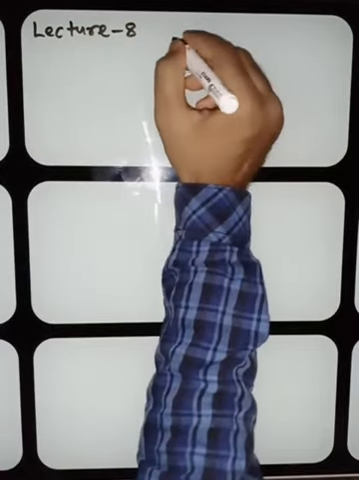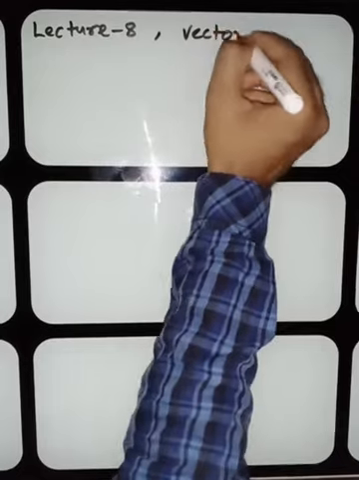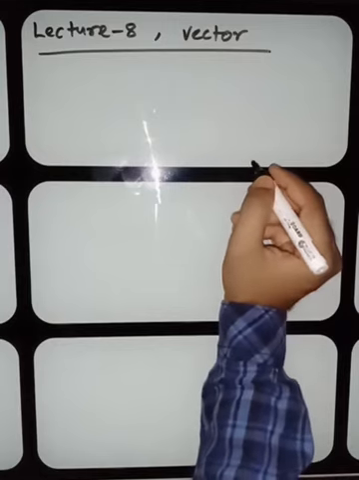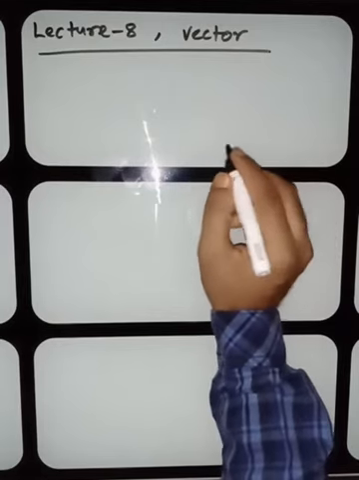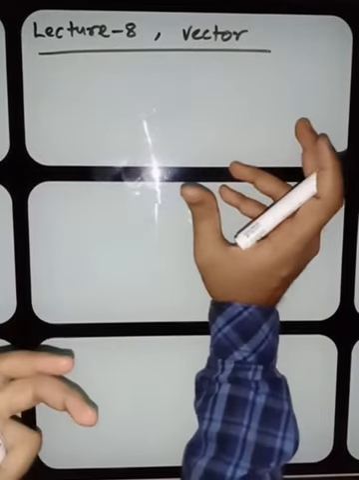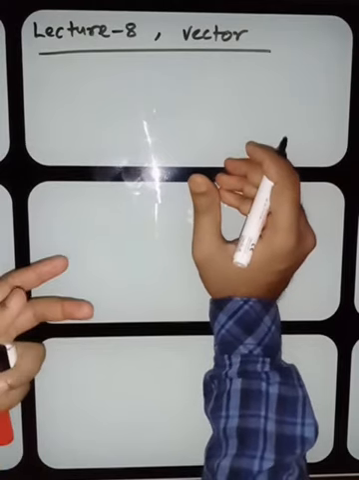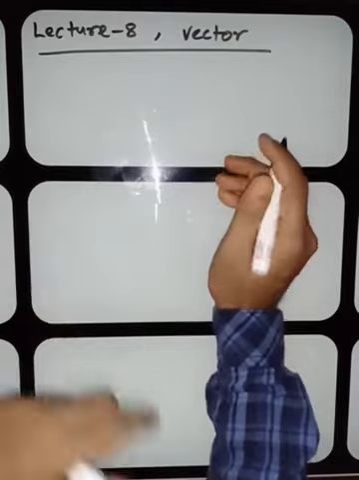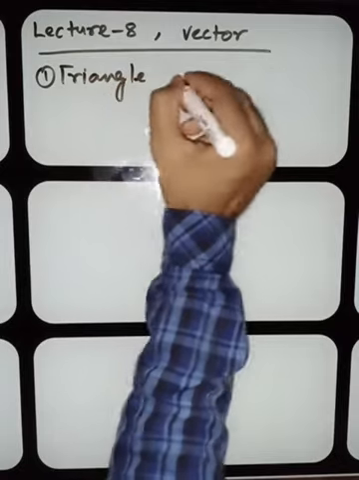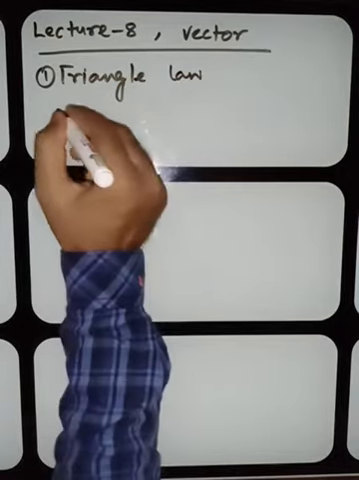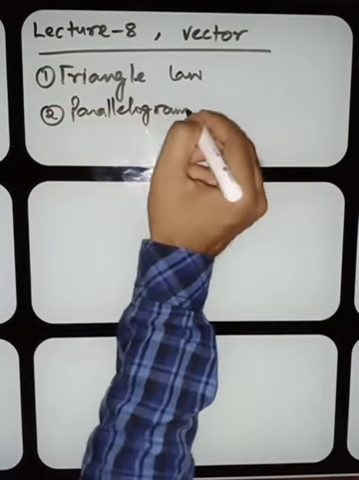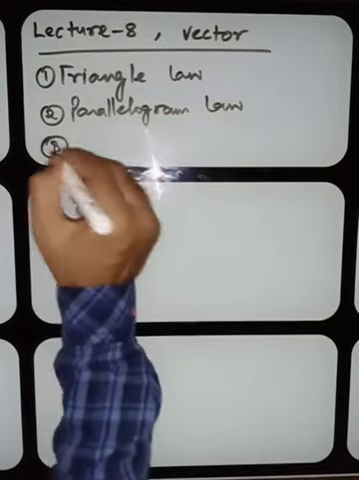Today is lecture number 8 of vector, that is vector analysis. Today we will study geometrical addition, how to add two or more than two vectors. First we will study the triangle law, then the parallelogram law. The first will be the triangle law, second will be the parallelogram law, and the third will be the polygon law.